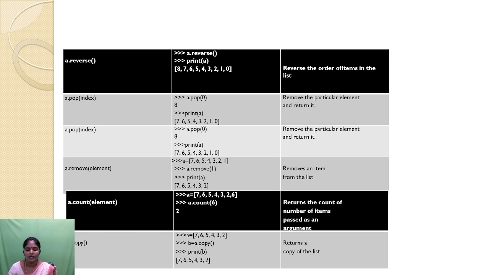Likewise, next one is copy. Copy is nothing but copying one list of items into another list of items. You are given a list. The a list is copied into the b list. Now we print the b list. Then the copy will produce the a list as well as the b list.